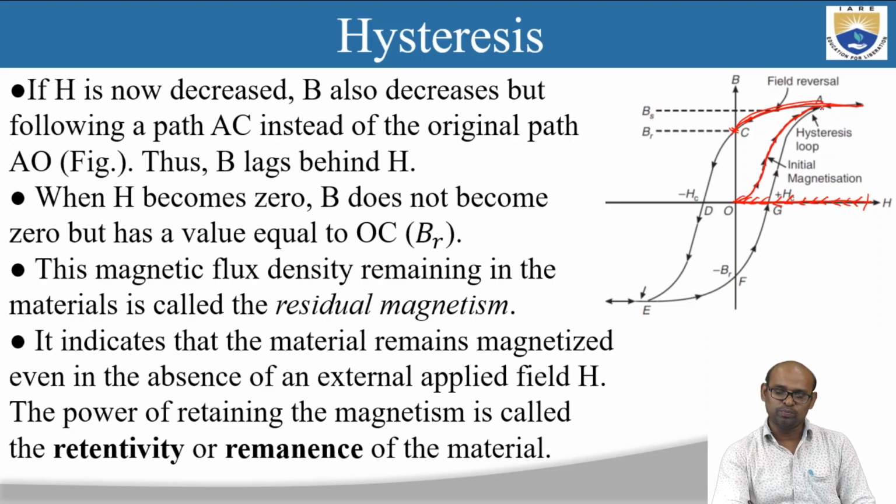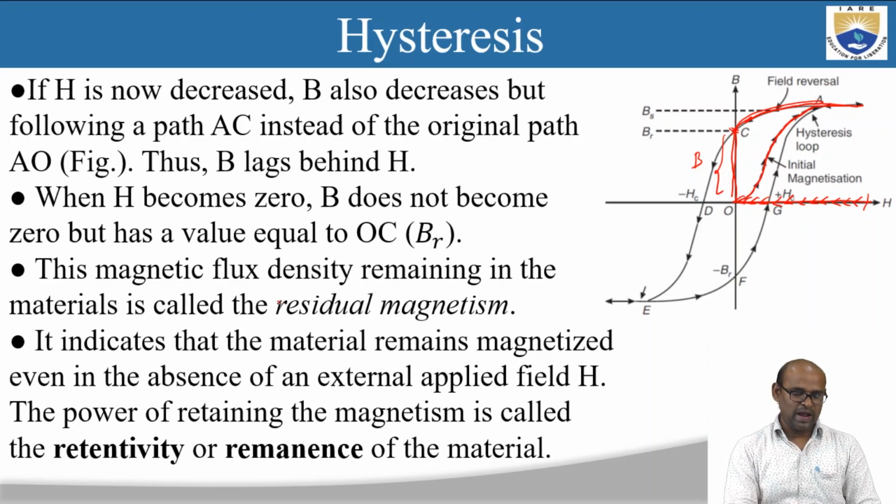So B lags behind H. Even though H has gone to 0, B has not gone to 0. It reached a finite value. When H becomes 0, B does not become 0 but has a finite value equal to OC. This is the value of B when the applied magnetic field is decreased to 0.